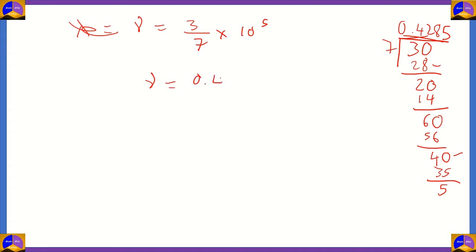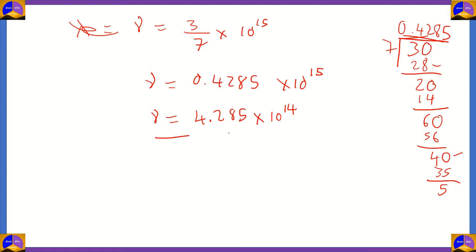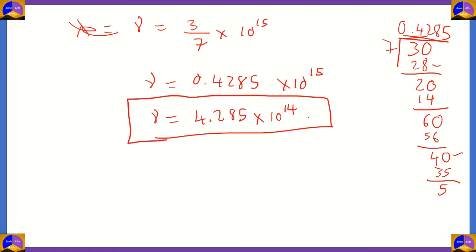So let's take this highly precise value as the answer. Nu is equal to 0.4285 into 10 raised to 15. But if you look at this value, this is not exactly in the form of scientific notation. In scientific notation, the same value will be equal to 4.285 into 10 raised to 14. So you multiplied it by 10. So this is the value of the frequency of infrared light. So infrared radiation has a minimum frequency of 4.285 into 10 raised to 14.